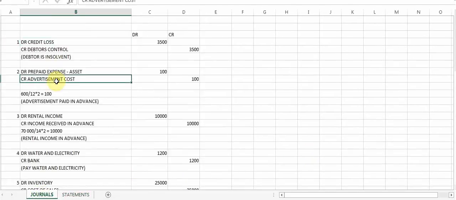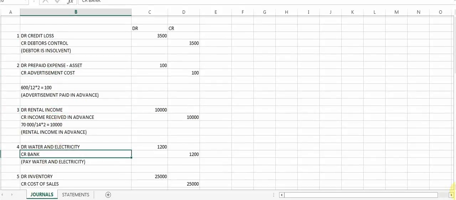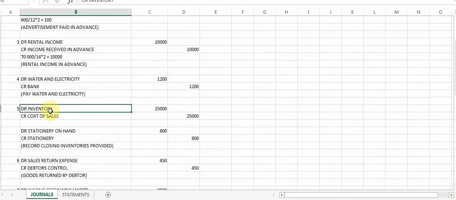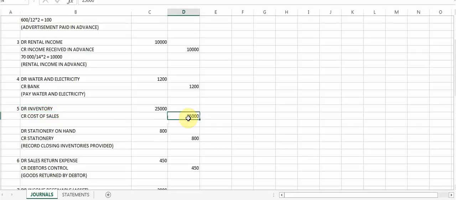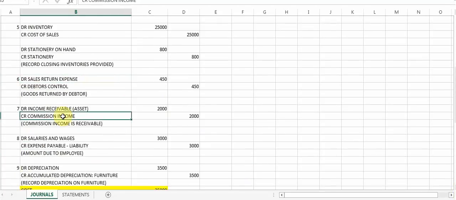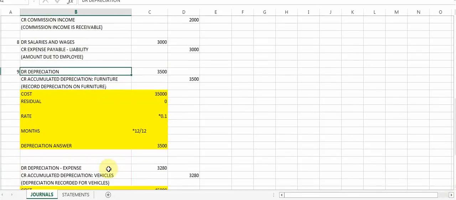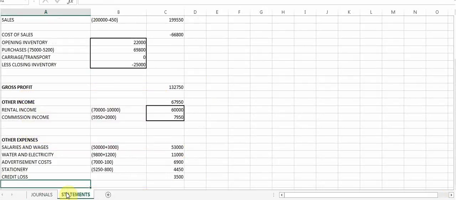Right, is there any other journals? We did record the advertisement cost. We recorded the rental income, the water and electricity. The inventory we did record. We did make the cost of sales lesser with that. Then this one we did record. The sales return we did deduct from sales. The commission income we recorded. The salaries we recorded, but the depreciation we have not yet recorded. So the depreciation must also go under other expenses.